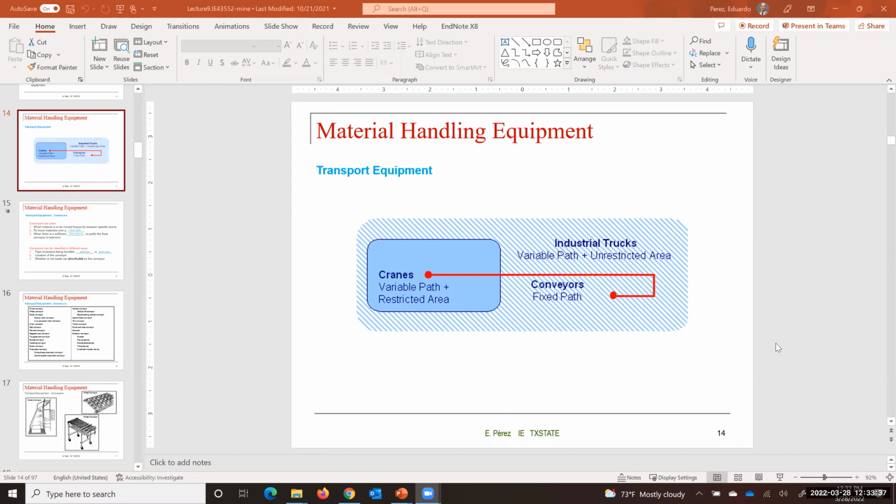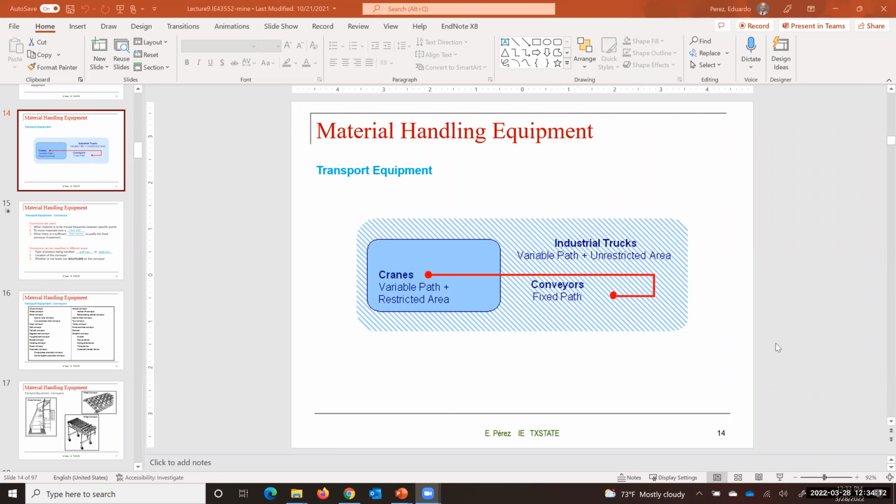And then we have the industrial trucks. These are the combination of a variable path and an unrestricted area. That is illustrated with these lines. So that big area, when compared to the other 2, is represented with the lines. A truck will give you that flexibility. You can cover much more area, and you are not restricted to a specific path that you need to follow. So those are the main 3 categories within the transport equipment.